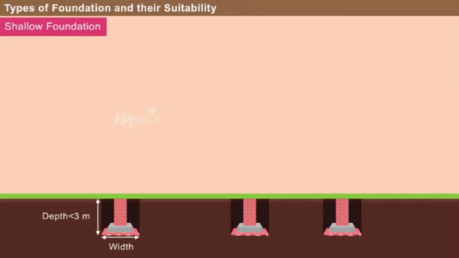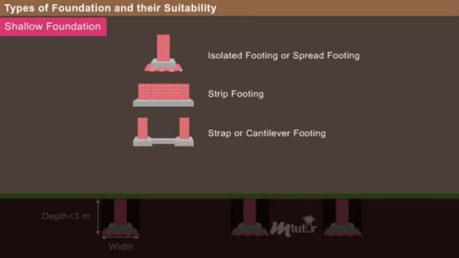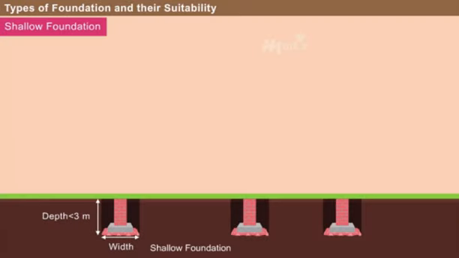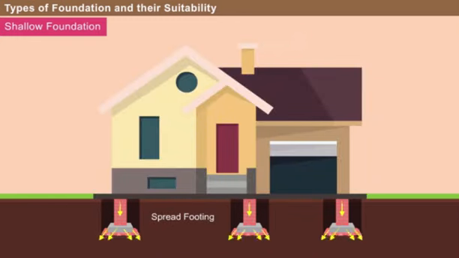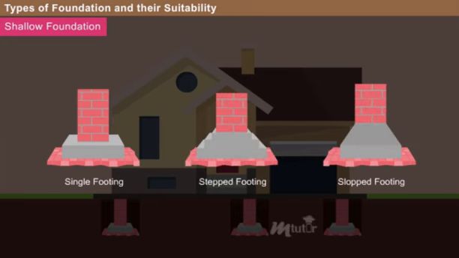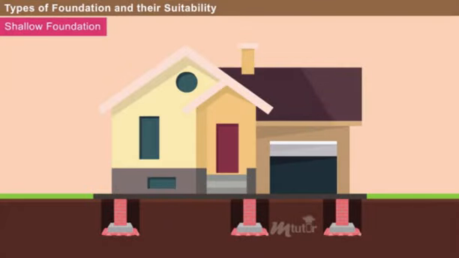The different types of shallow foundations are isolated footings or spread footing, strip footing, strap or cantilever footing, combined footing, mat or raft footing. Shallow foundations are also called footings. A spread footing transmits the load of a single column to the soil. The different types of spread footing are single footing, stepped footing, and sloped footing. This type of foundation is suitable for ordinary residential buildings.